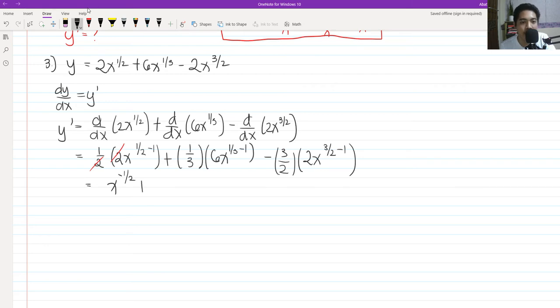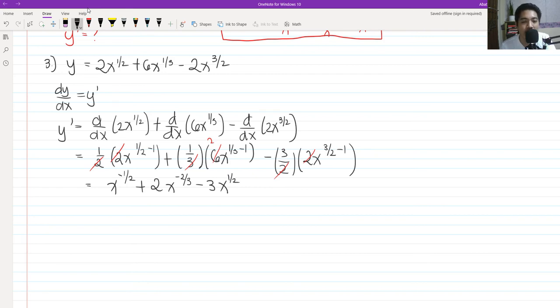Plus, we know that this is multiplication. 6 divided by 3 would become 2. So this would become 2x raised to 1 third minus 1, which would be negative 2 thirds. And then, finally, this 3 halves and 2 will cancel, so that you are left with 3 here. So this would become negative 3x raised to 3 halves minus 1. This is 1.5 minus 1, which would be 0.5. In fraction form, that is 1 half.